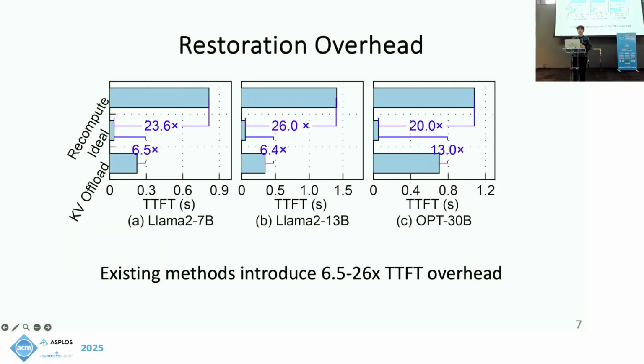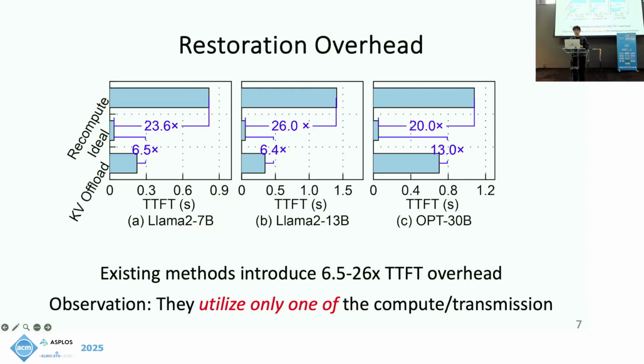Let's take a look at the state restoration overhead. This slide shows the time to first token of these methods, in which we compare them with the ideal case, no restoration need. As we can see, existing state restoration methods introduce significant overheads during the restoration phase and can slow down the TFT by 6.5 to 26 times. So what's causing this? Our observation is that they utilize only one of the system resource. They use only one of computation and transmission. So they are underutilizing the system resource.